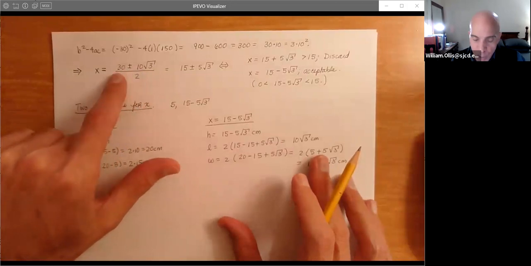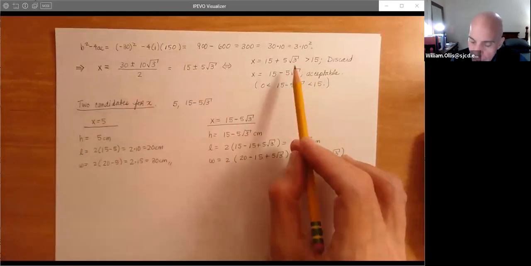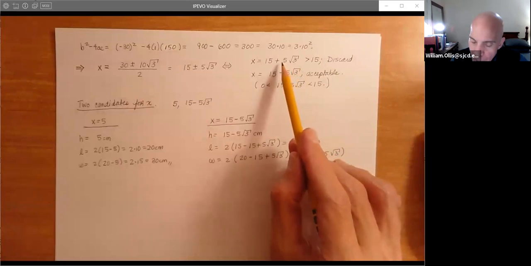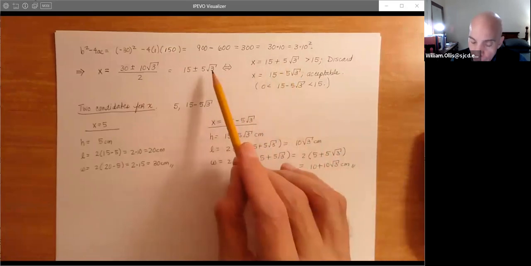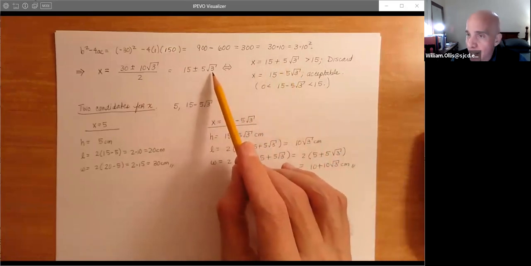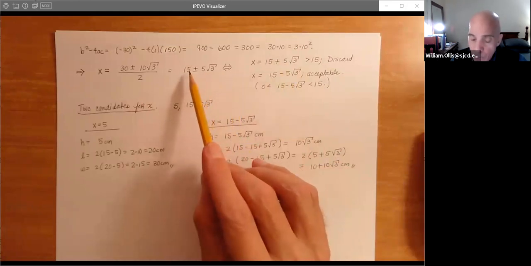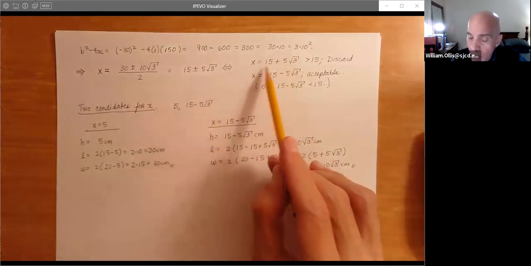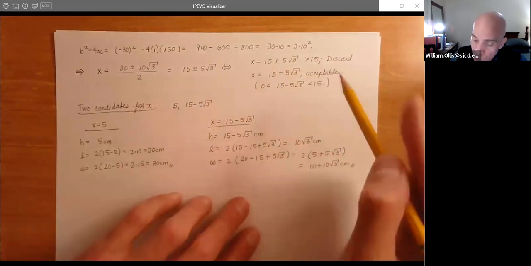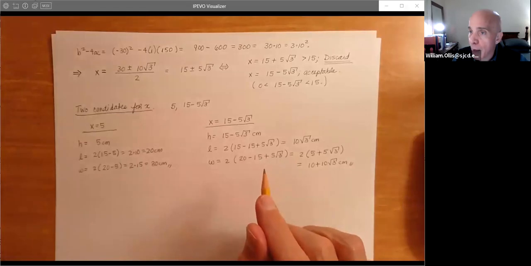The a was 1. So now, of course, no reason to carry along all this baggage. Both of these numbers are divisible by 2. So we go ahead and divide. So 15 plus or minus 5 root 3. Now, when we look at this and we think about this, both of these numbers happen to be positive, because we have 5 times root 3, that's like 5 times 1.7 approximately. So if we add that to 15 or even subtract it, we still have a positive number, but we know x can't be bigger than 15. So we have to discard this one. This doesn't make any sense with our routine for building the box.